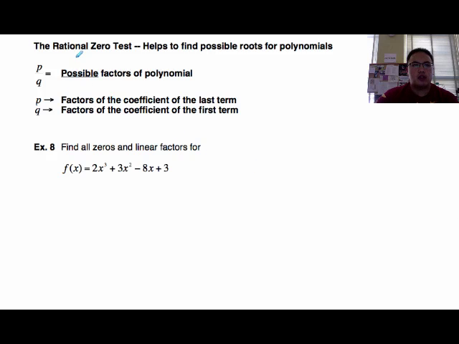Okay. So the rational zero test tells me what are all the possible zeros and what are all the possible factors. All the possible factors are going to be the fraction p over q, where p is going to be the factors of the coefficient of the last term. And the q will be the factors of the coefficient of the first term.